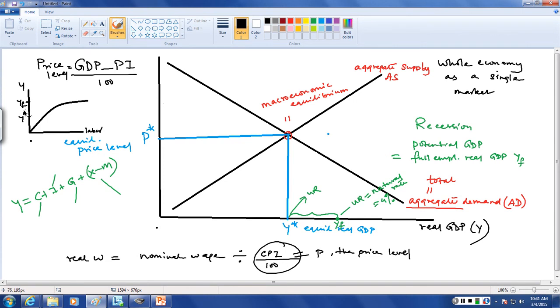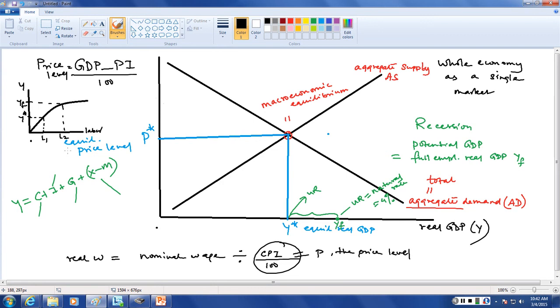Now tell me, which level of GDP, YF or Y star, requires less labor to make? Y star, exactly, because Y star only needs L1 labor to make, whereas YF needs L2 labor to make. Is that correct? So therefore, at GDP level Y star, the amount of employment would be less than at GDP YF. Correct? There'd be less employment, and if there's less employment, wouldn't there be more unemployment?